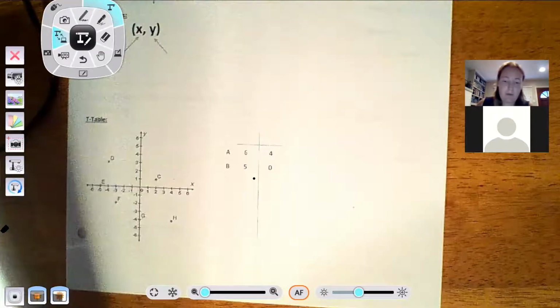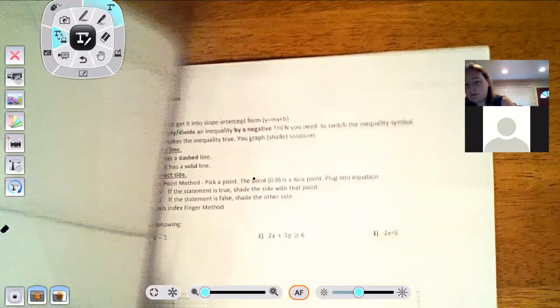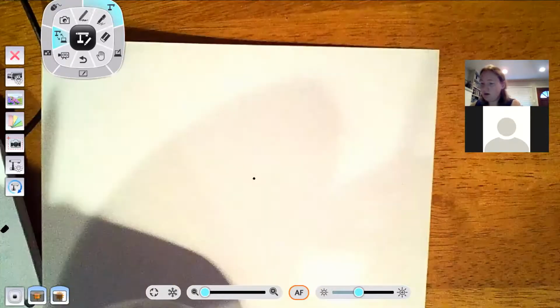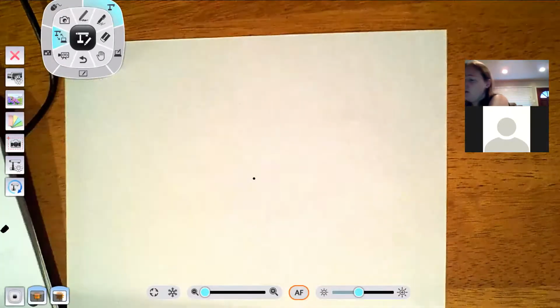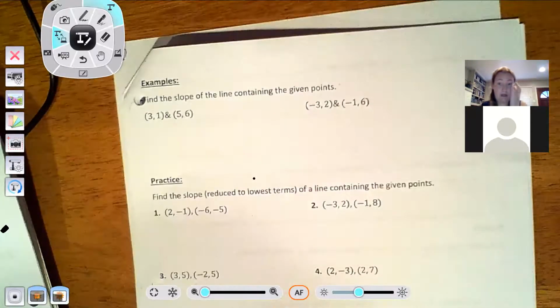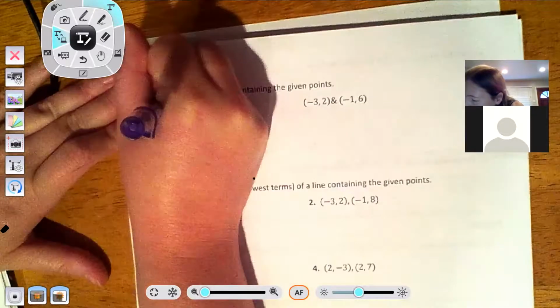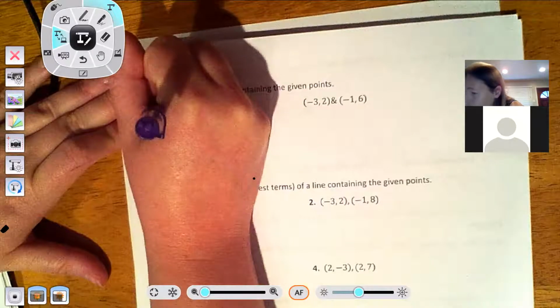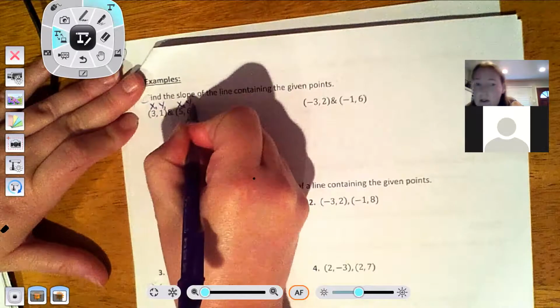So using the slope formula, I'm going to switch back to actually working some out. So find the slope of the line containing some points. So points are always x then y. This point is the first point, so I put a little subscript of 1. This is my second point, so I'm going to put a subscript of 2.